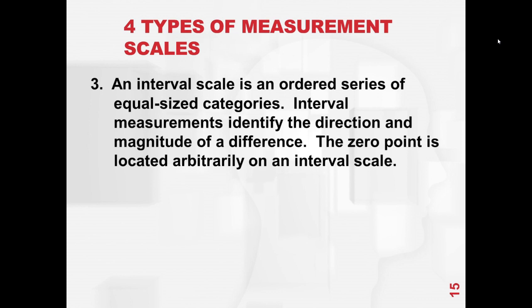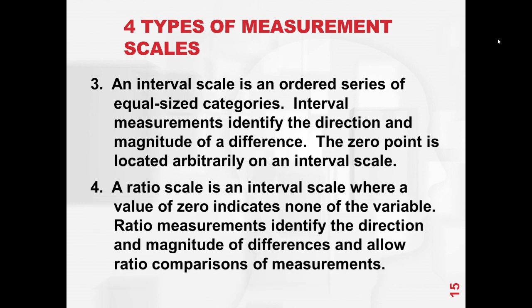Number 3. An interval scale is an ordered series of equal-sized categories. Interval measurements identify the direction and magnitude of a difference. The 0 point is located arbitrarily on an interval scale. 4. Ratio scale. It is an interval scale where a value of 0 indicates none of the variable. Ratio measurements identify the direction and magnitude of differences and allow ratio comparison of measurements.